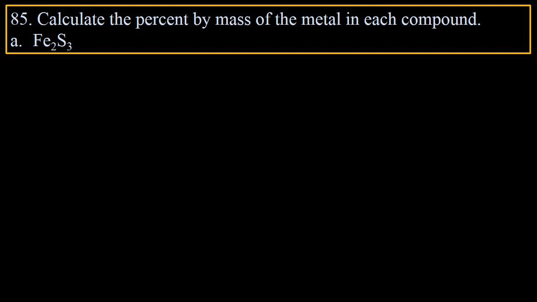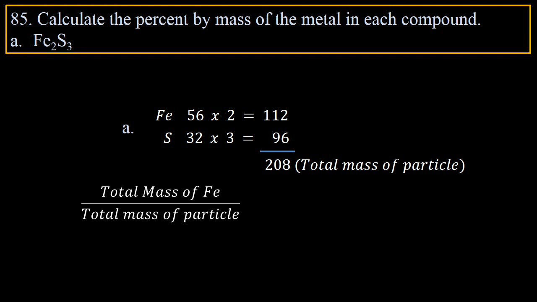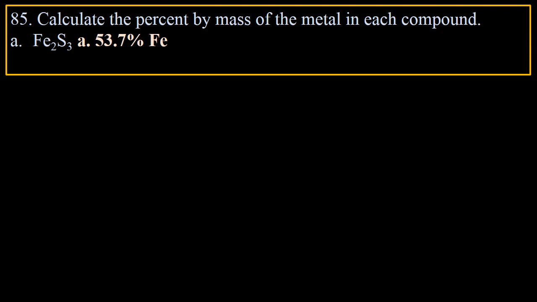Calculate the percentage by mass of the metal in each following compound. So it's going to be Fe2(SO3)3. So you're going to say 56 times 2 plus 60, plus 96, sorry, and that's going to be 208. So it'll be 112 divided by 208 is going to be the value of that. And it's going to be 0.54 or 54%. So it's going to be 54% iron by weight.